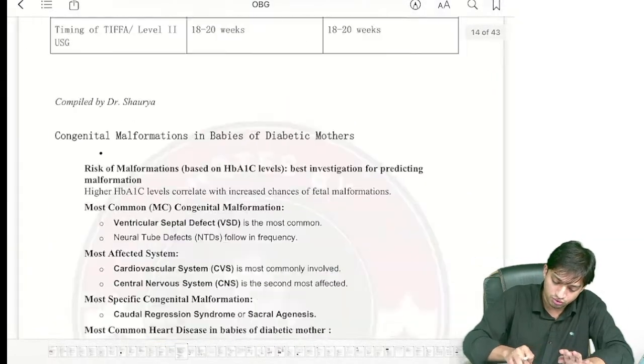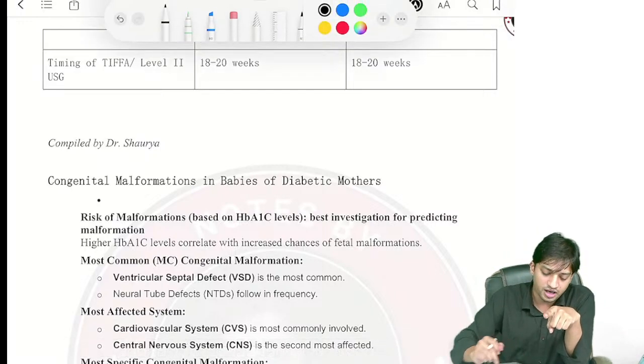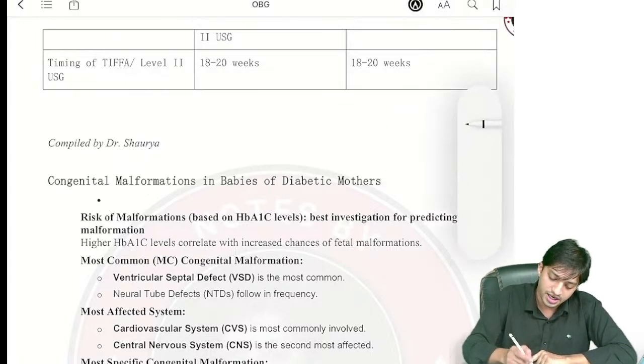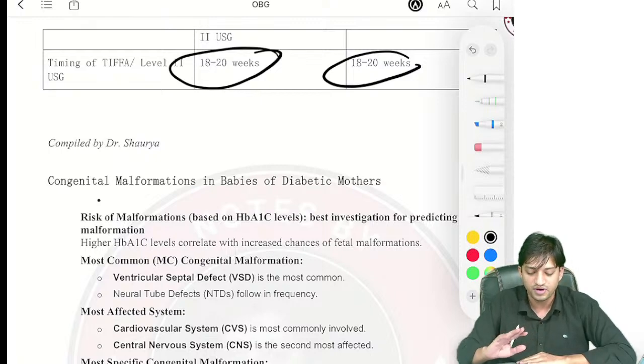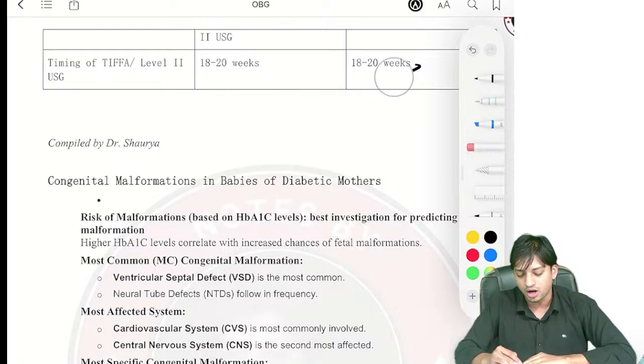Come to the next topic and the next question. You can see here they have asked you about the timing of TIFA. Very important timing. When do you screen for congenital malformation in diabetic patients? For screening, 18 to 20 weeks. TIFA scan is done between 18 to 20 weeks, or level 2 USG.